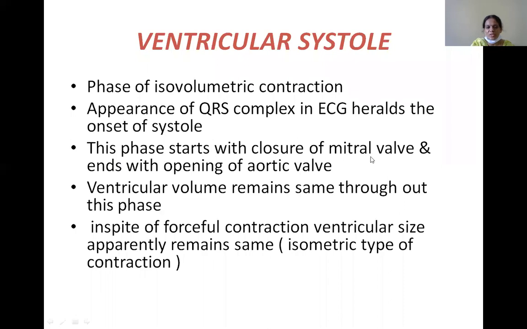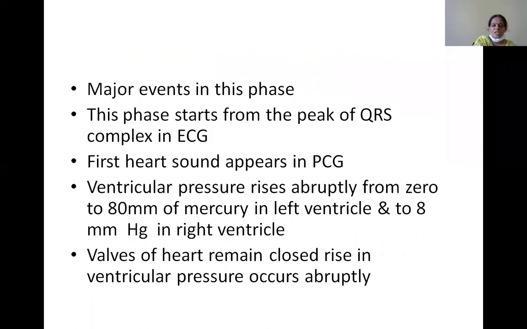This phase starts with the closure of mitral valve and ends with opening of the aortic valve. Ventricular volume remains same throughout this phase. In spite of forceful contraction, ventricular size remains same. That is why this phase is termed as isometric type of contraction. And major events in this phase are, this phase starts from the peak of QRS complex in the ECG. First heart sound appears in phonocardiogram.